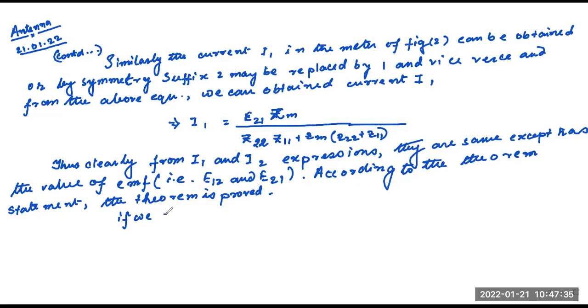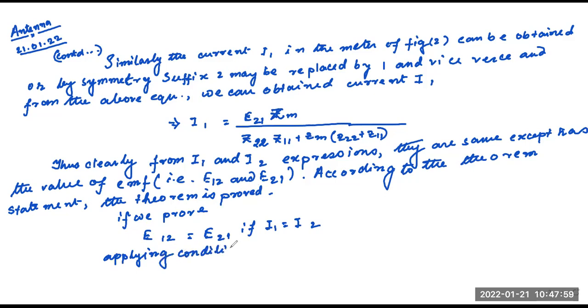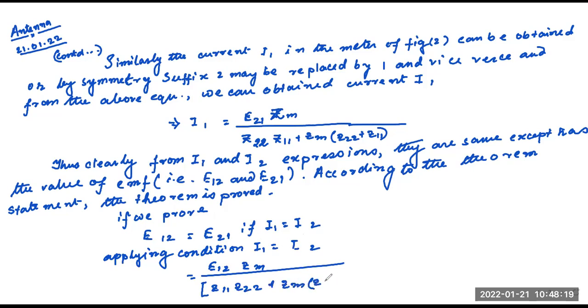If we prove E of 1 2 equals E of 2 1 if I1 equals I2, applying the condition I1 equals I2 will give us E of 1 2 into Zm by Z of 1 1, Z of 2 2 plus Zm into Z of 1 1 plus Z of 1 2.